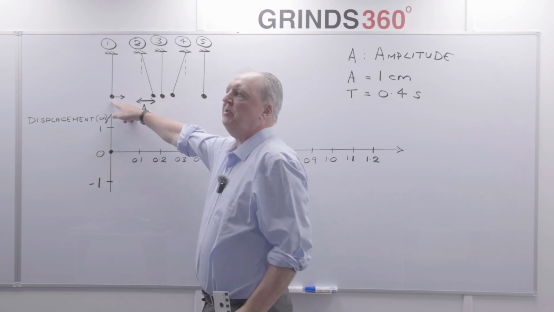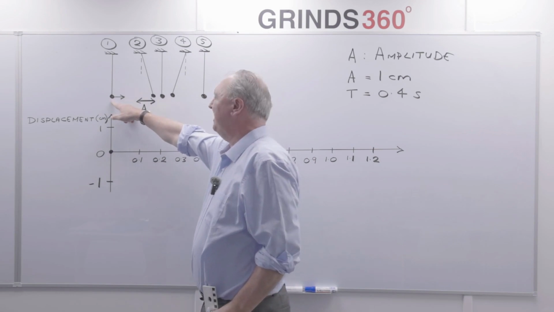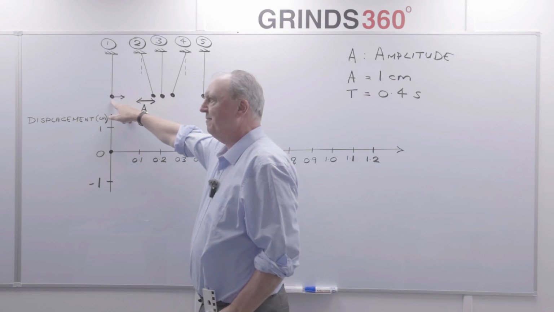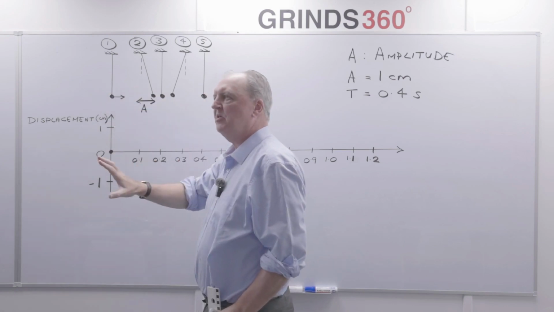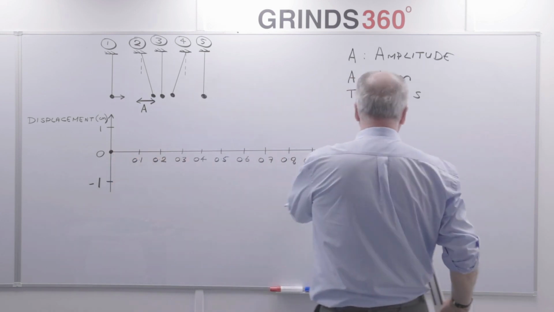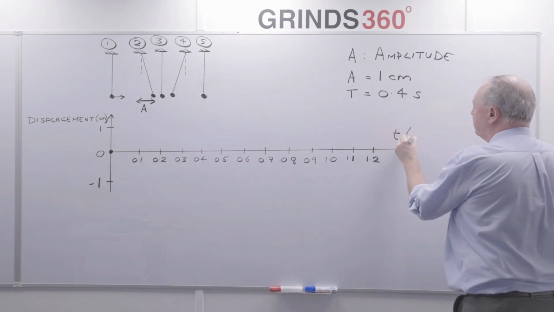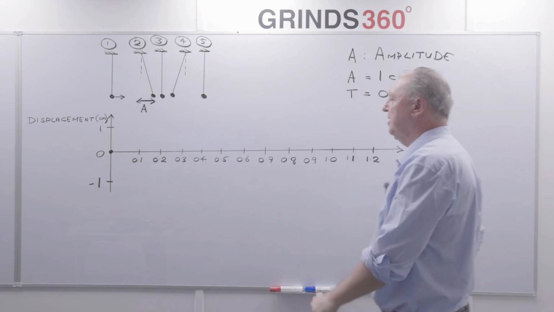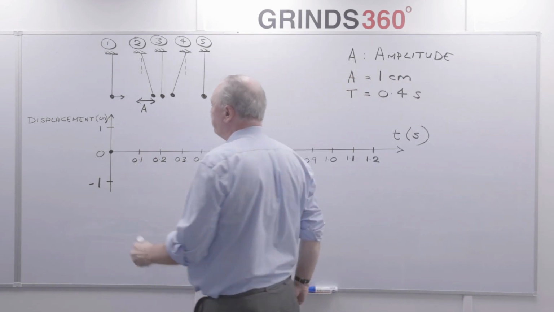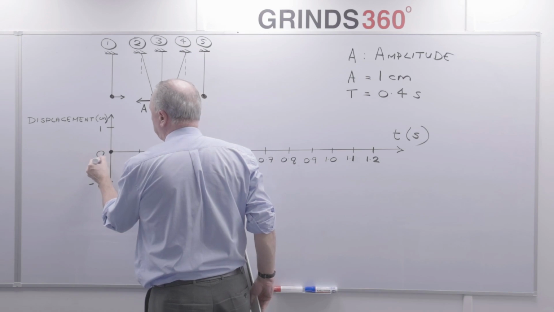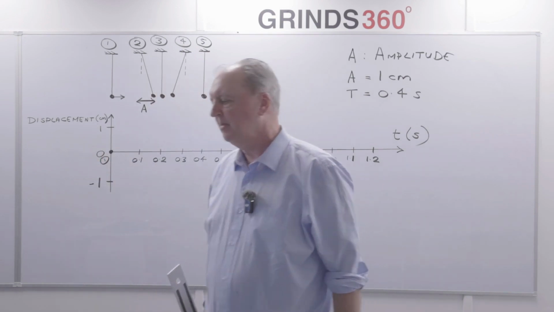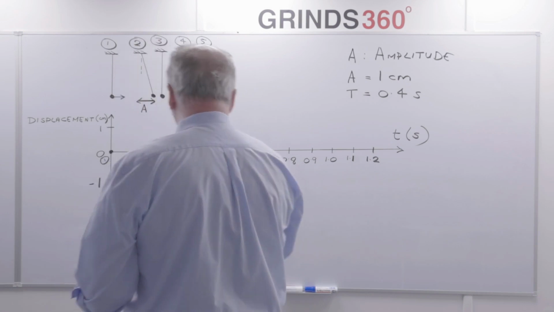There it is in position 1. Its displacement from its central position is 0. That's when we're starting our stopwatch. T is equal to 0. So time is along this axis here, time in seconds. So therefore, in position 1, it's got 0 displacement at 0 seconds. So that dot there represents position 1. Now it starts moving out to the right.